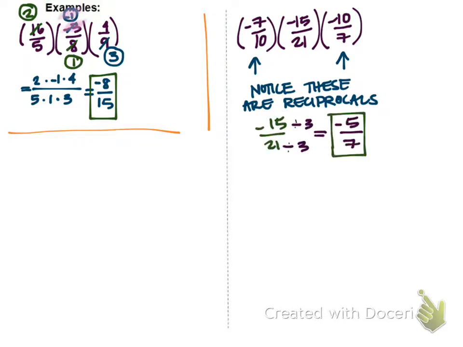And we can reduce that by 3 on each of those. So if I divide the numerator and denominator by 3, I can reduce that fraction and make it a -5 over 7.